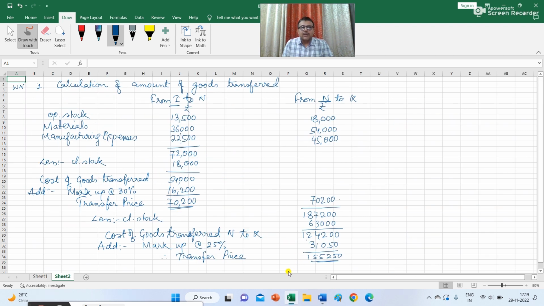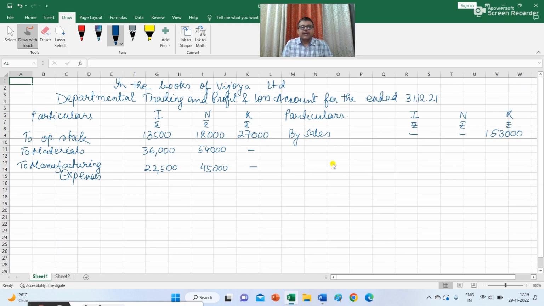Here we have calculated the transfer price or the value of goods transferred from Department I to Department N and from Department N to Department K. So please have a look at it. Now in the departmental trading account, we have to put this figure of transfer price. So on the credit side, I will write here by transfer.